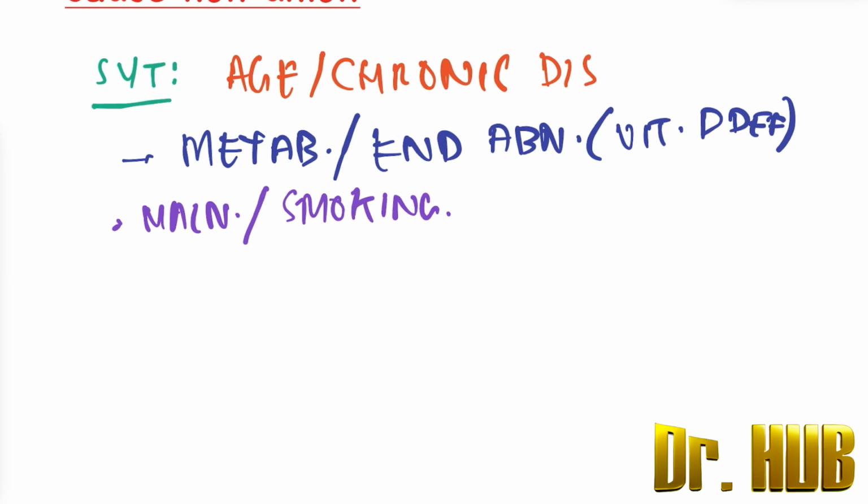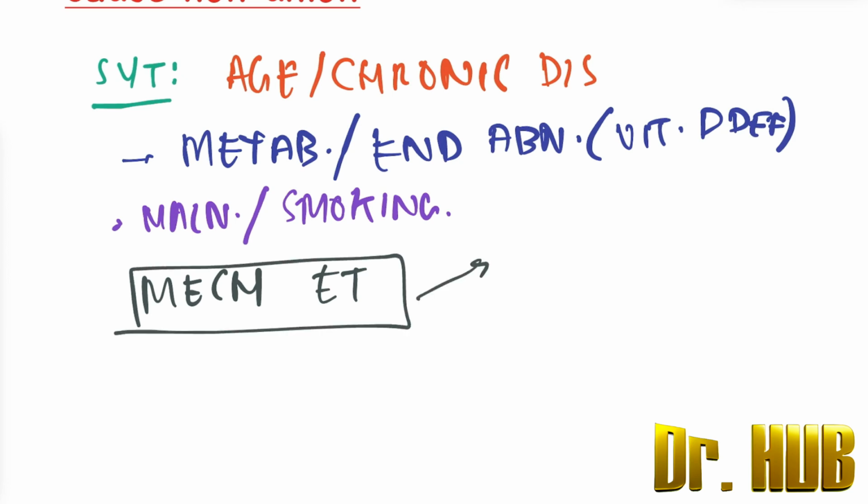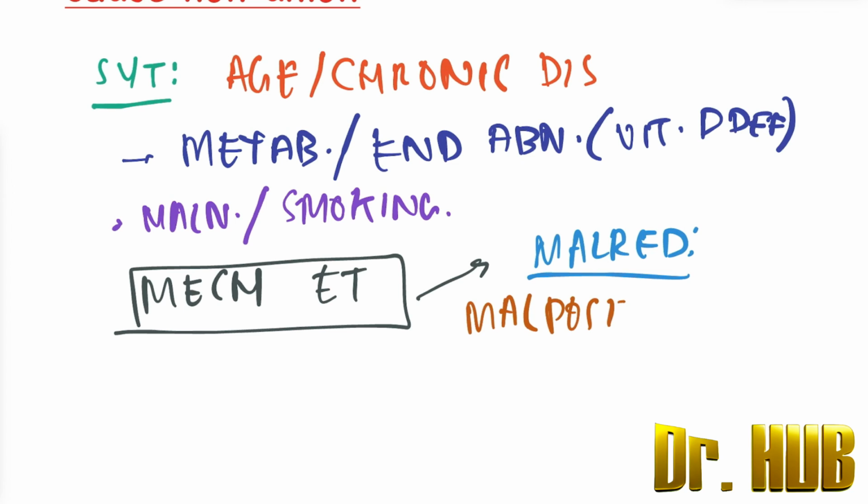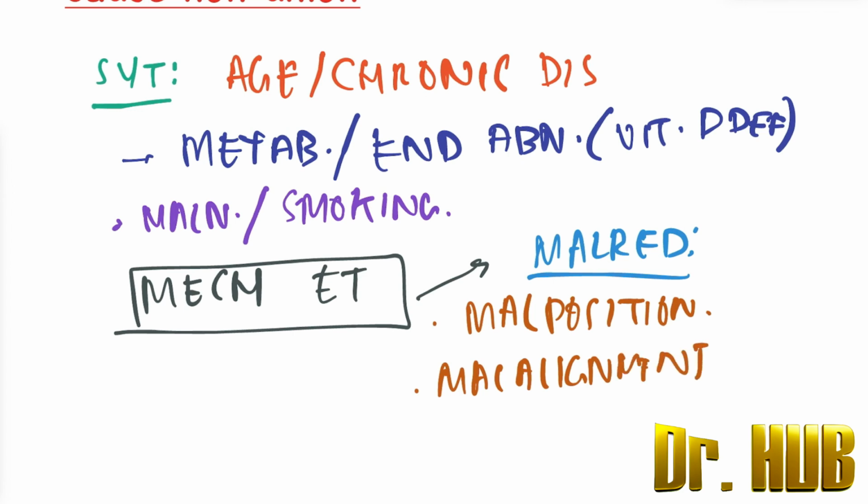Then we move on to the mechanical etiologies. Under the mechanical etiology, there is malreduction. Under malreduction, there is malposition, malalignment, as well as the presence of distraction.